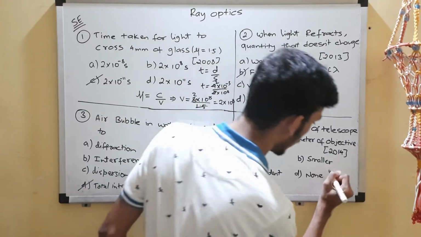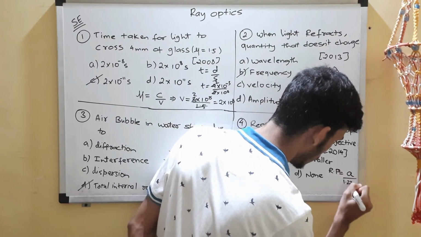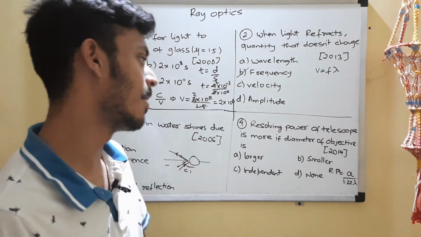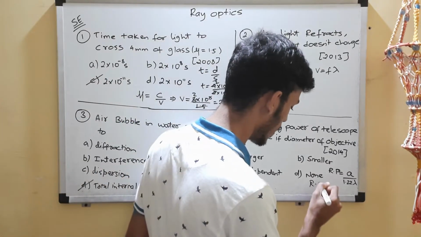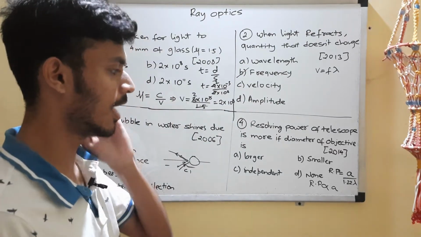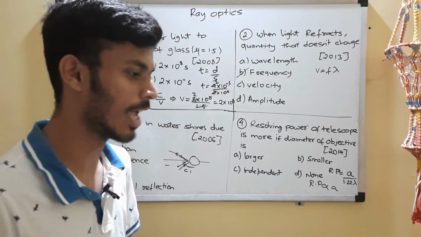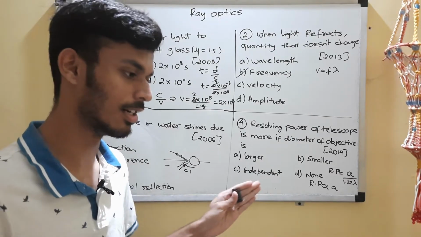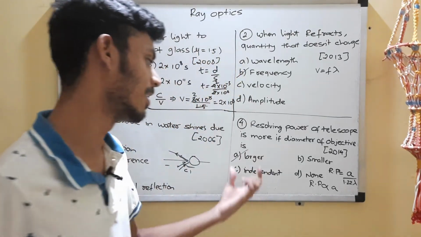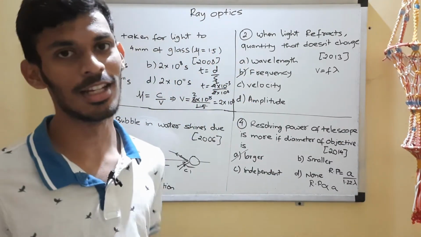So resolving power, the formula is basically a upon 1.22 lambda. Here a is basically the aperture, or I can loosely call it the diameter. So you can easily see that the resolving power is directly proportional to your aperture or diameter. So the larger your diameter, the larger will be the resolving power, majorly because the angular separation increases and your image is resolved very properly. Anyway, you are not asked for the reason. The answer over here is larger. So the larger the value of a, the greater will be the resolving power.